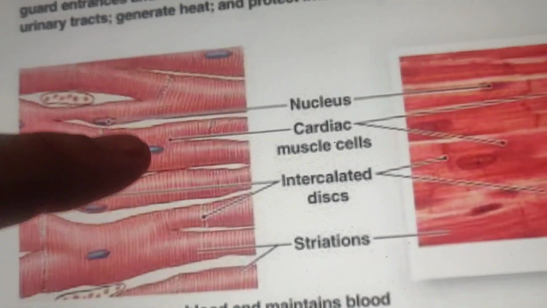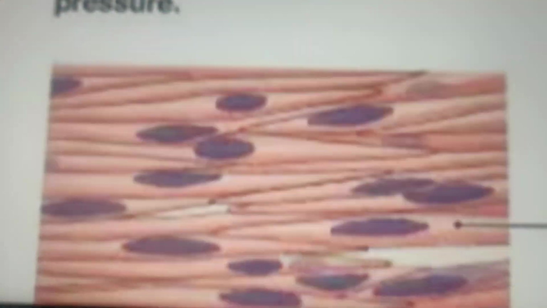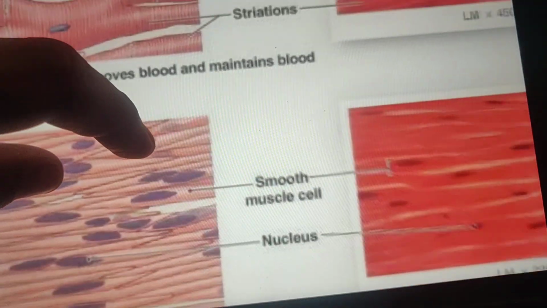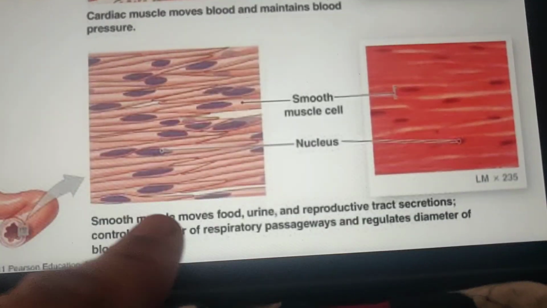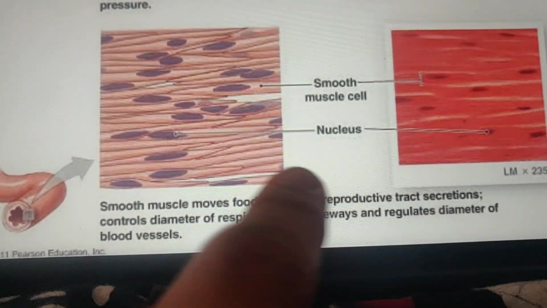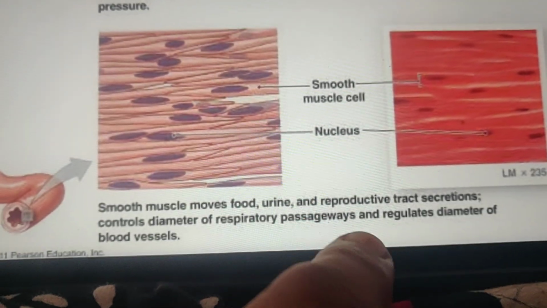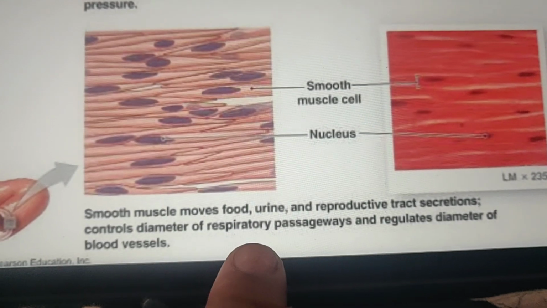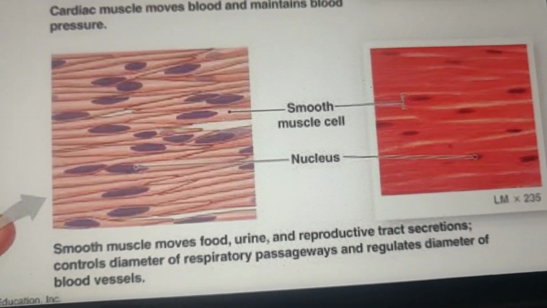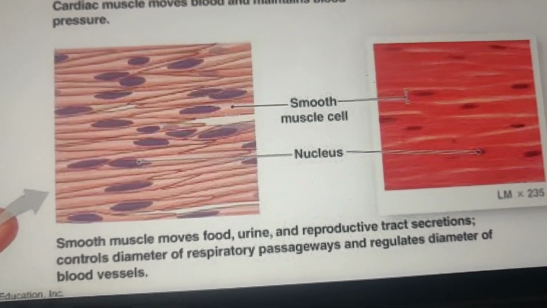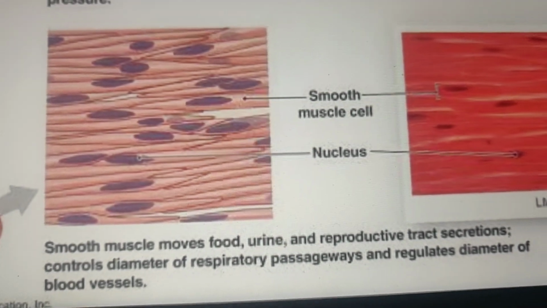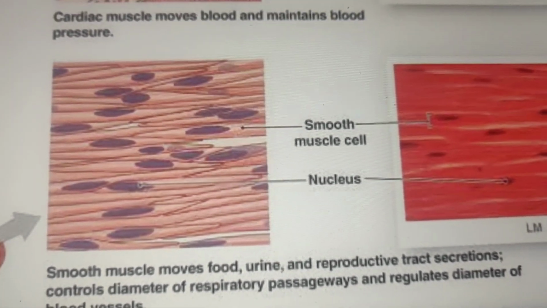Next is the smooth muscle. Smooth muscles move the food, urine and reproductive tract secretions, control the diameter of the respiratory pathways and regulate the diameter of the blood vessels. So they are helpful for the movement of blood, reproductive secretions and the movement of urine. For all those things they are helpful.